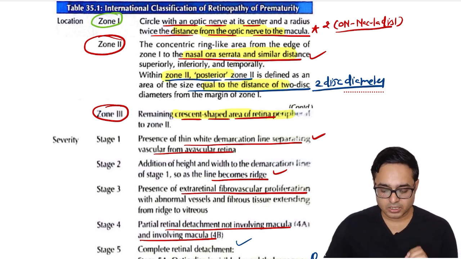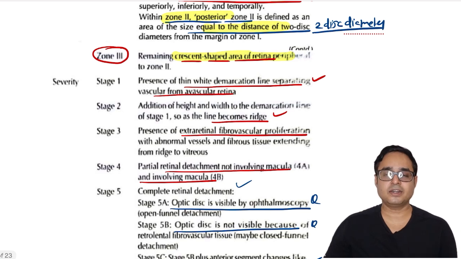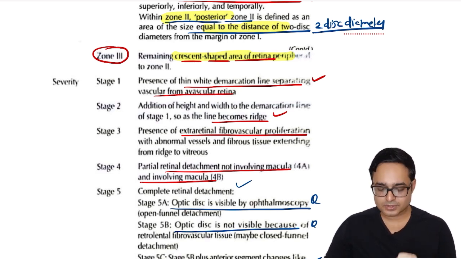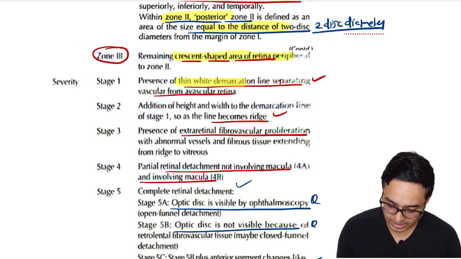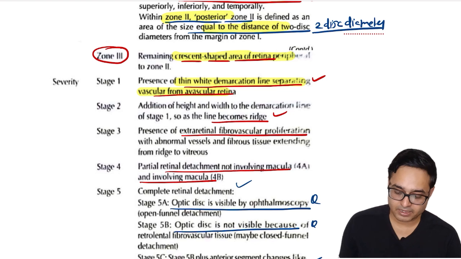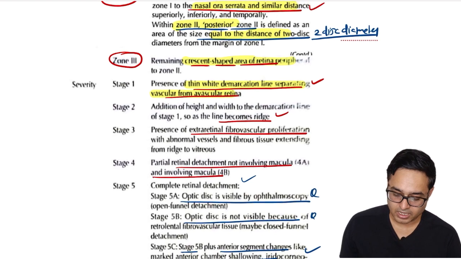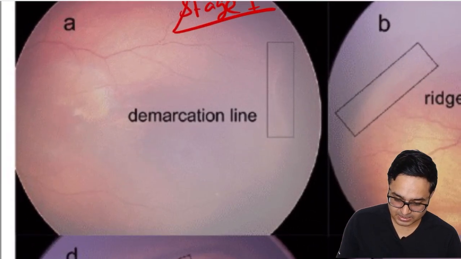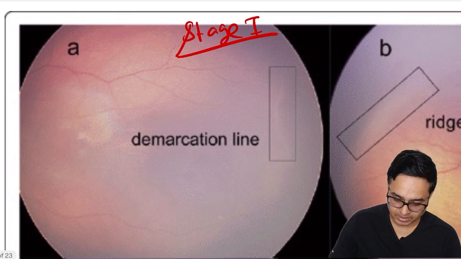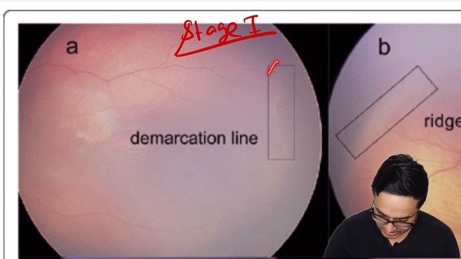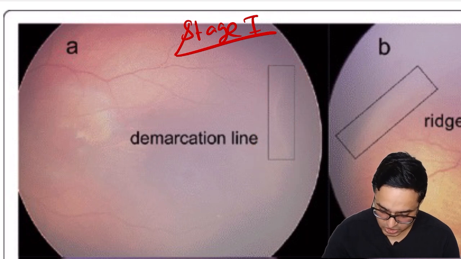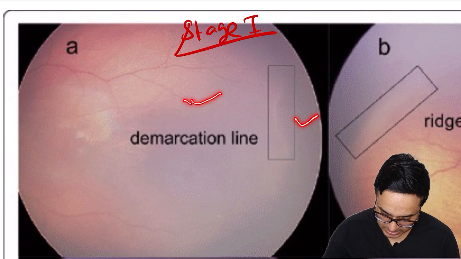All are good. Now severity is classified as stage 1, stage 2, stage 3, stage 4, stage 5. Stage 1 is a thin white demarcation line separating vascular from avascular retina. Just keep concentrating on this diagram. You're able to see this thin demarcation line, which is separating the avascular retina from the vascular retina.